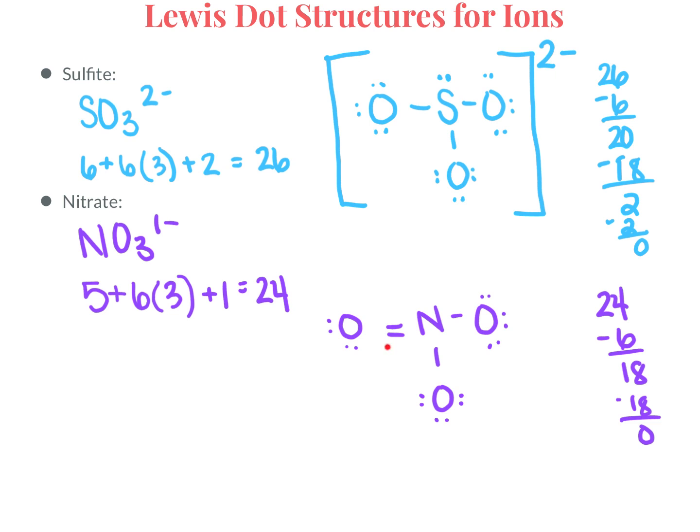Okay, have we used all 24 electrons? Does each atom have a filled octet? 2, 4, 6, 8, 2, 4, 6, 8, 2, 4, 6, 8, and 2, 4, 6, 8. What's the last step for an ion? Brackets, and then put your charge on the outside of the bracket.